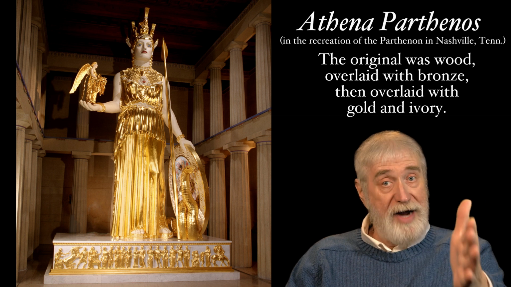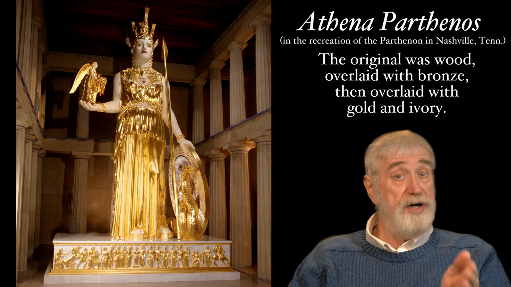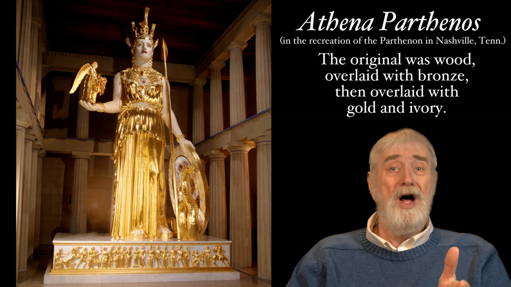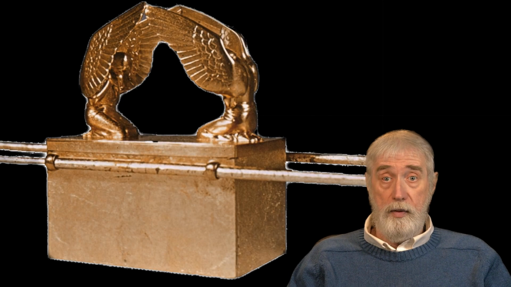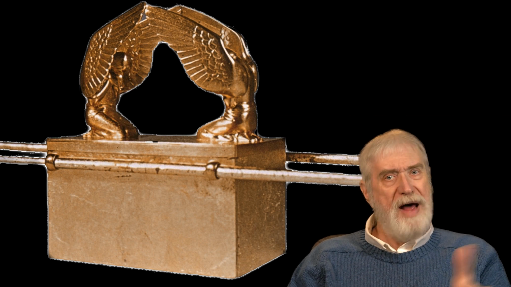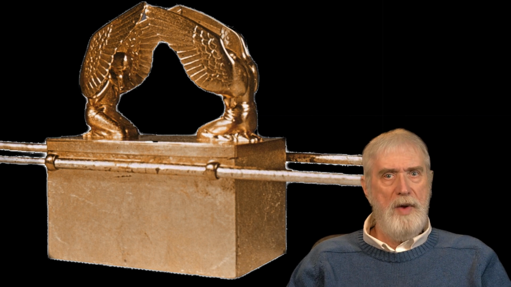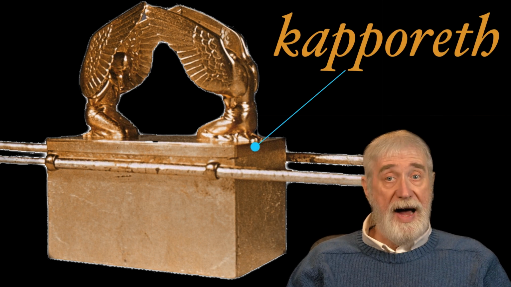Now, this statue is much larger than statues of deities that lived in temples in the ancient Near East, but the construction was similar. Many large cultic objects were made in this way. In fact, this is the way that the Ark of the Covenant was made in the Tanakh. It was carved from acacia wood and then covered with gold leaf. Only the lid, the kaporeth, was cast of solid metal.